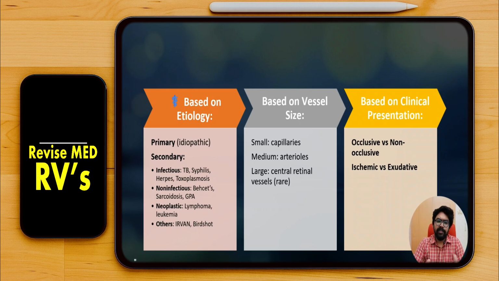Based on vessel size, you can divide retinal vasculitis as predominantly affecting small vessels, that is capillaries, medium vessels, that is arterioles, and large vessels, that is central retinal vessels. And based on the clinical presentation, you can classify into occlusive versus non-occlusive and ischemic versus exudative. This is the classification based on etiology, vessels, and clinical presentation.